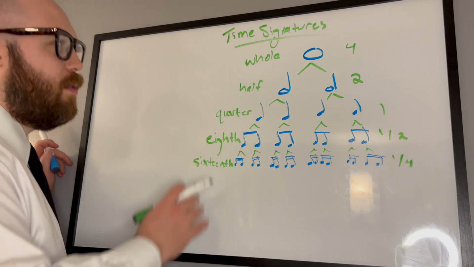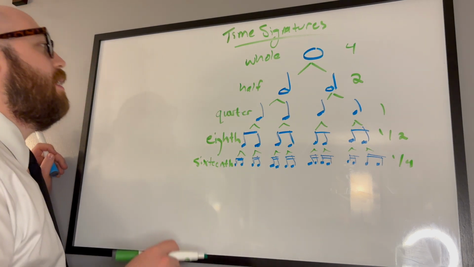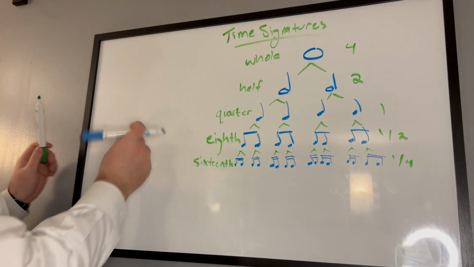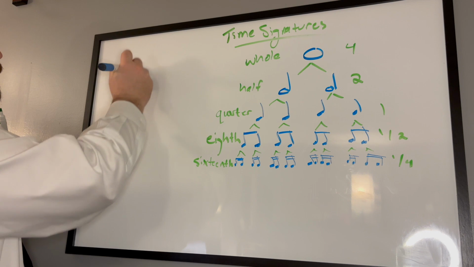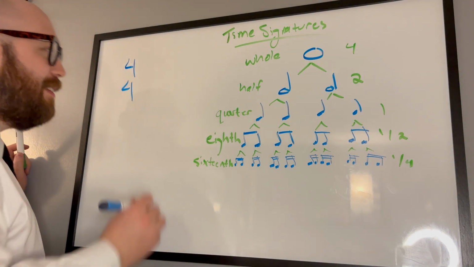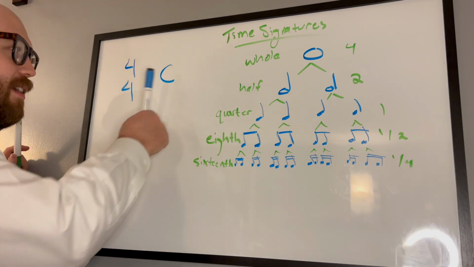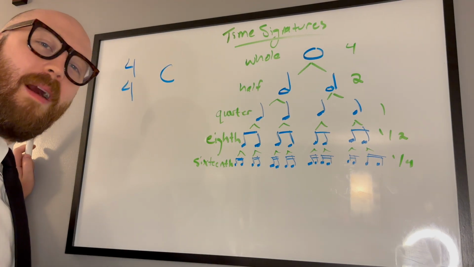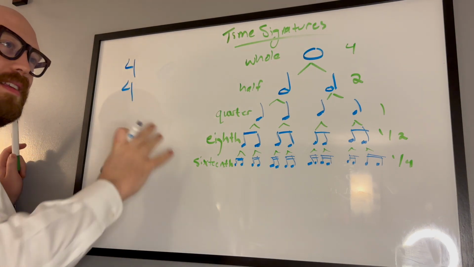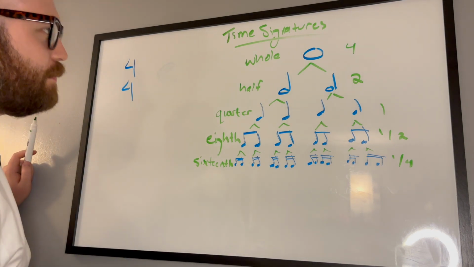Okay, now we're talking about time signatures. John, why are you talking about note values here? I'll tell you why. The most common time signature out there is 4/4. So common, in fact, sometimes you'll see it written like that, a C. What does that mean? It stands for common time. So just know if you ever see a C at the beginning of your music, it means 4/4.